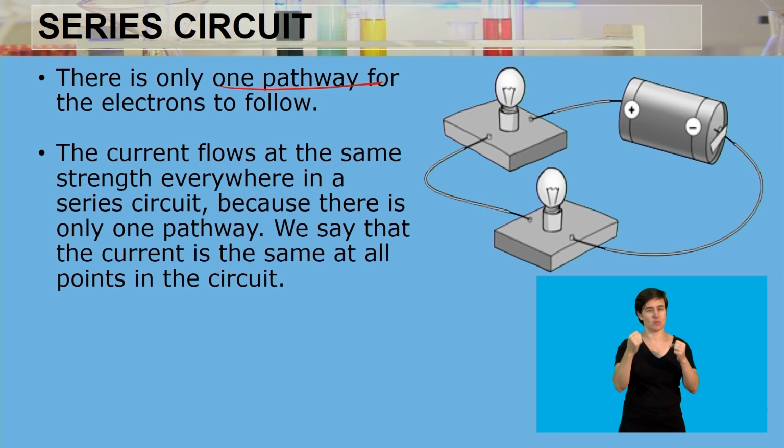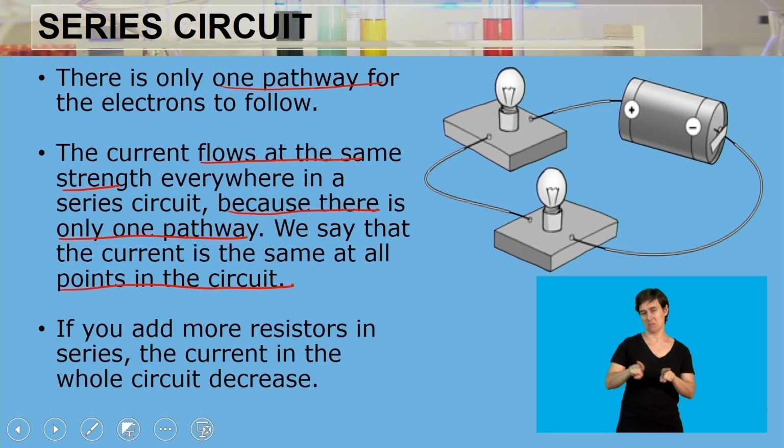So that means at whichever point we choose to measure our current strength, it is going to be the same because it flows at the same strength everywhere in a series circuit. Why does that happen? Because there is only one pathway for those electrons to follow. So at whichever point that we try to measure this current strength, it is going to be the same because of this reason. So because of that, we're saying that the current is the same at all points in the circuit because the circuit is connected in series.